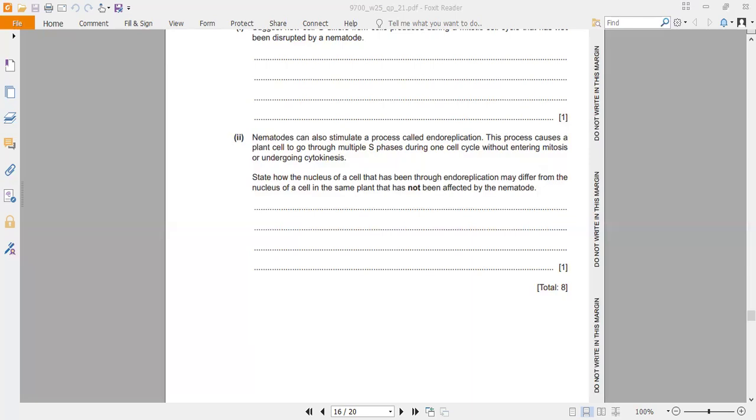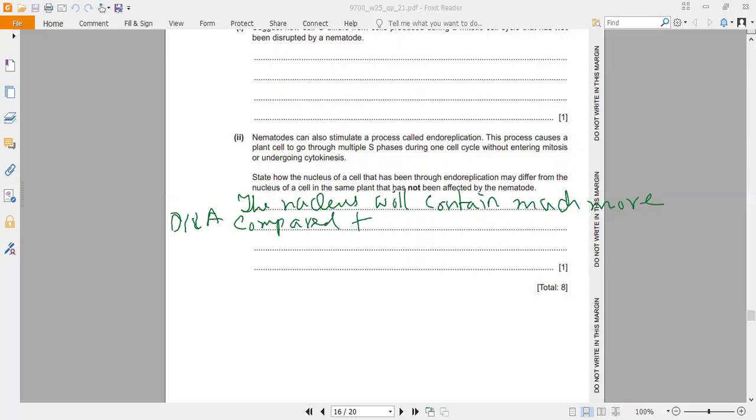I am going to write: the nucleus will contain much more DNA compared to a normal diploid cell.